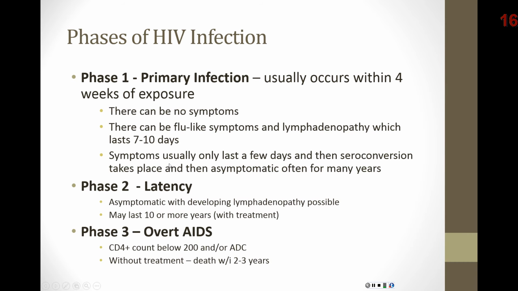for seroconversion to initiate. The second phase is a latency period, pretty much asymptomatic. If there's treatment, we're seeing that you can last 10 or more years in the latency period. If you do not have treatment, however, that latency period is nowhere near this long. And then phase 3, overt AIDS, is where your CD4 count starts to drop below the 200, or you have an AIDS-defining condition. And without any treatment, an AIDS patient will be dead within 2 to 3 years. And really that's 2 to 3 years from phase 1 all the way through phase 3. With treatment, we're seeing people live 20 plus years now.